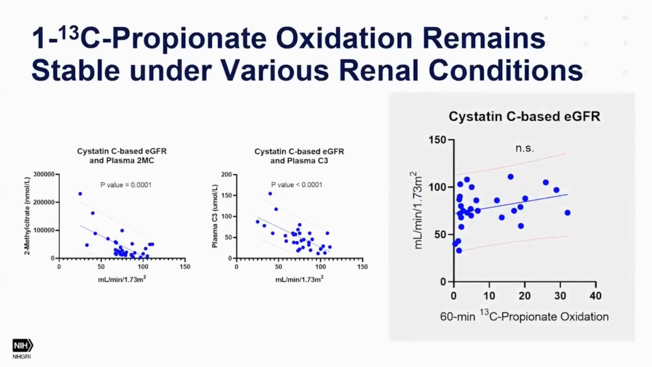In addition, propionate oxidation demonstrated its resilience over a wide range of renal conditions. This was in contrast to C3 or 2-methyl citrate, which showed significant dependence on the renal clearance. It's a common problem in organic acidemia, where chronic kidney disease is a common complication.